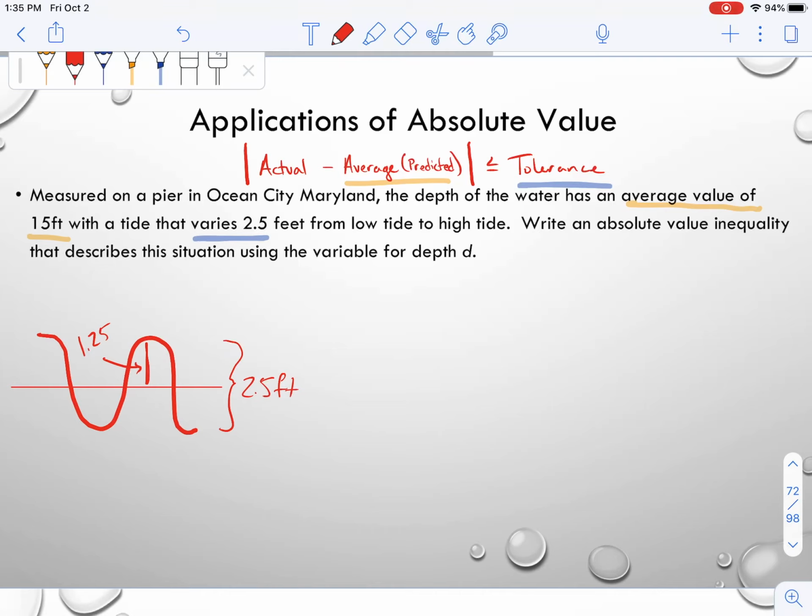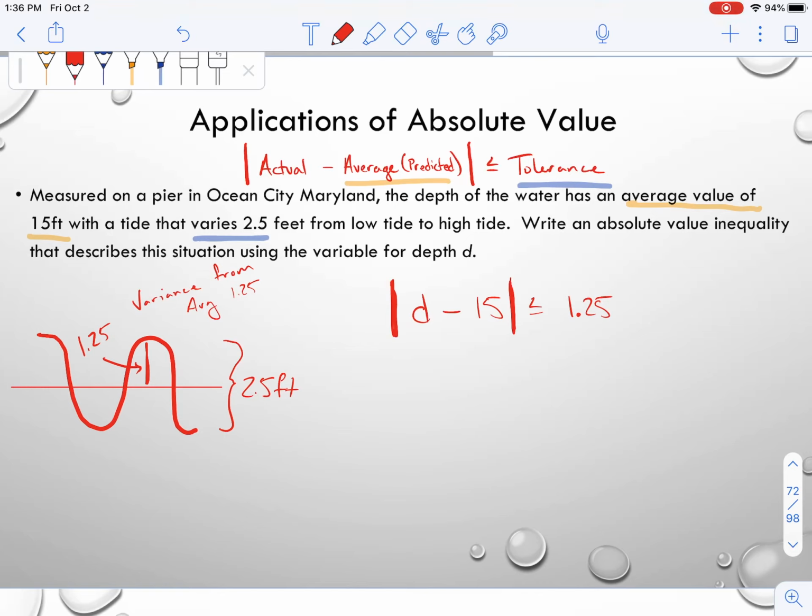Okay, so what I can do here, my actual variance from average is 1.25 feet. So what we can then write here, and the actual is going to be my variable d, my measured amount. So the absolute value of the depth at any time minus my average of 15 feet is going to be less than or equal to 1.25 feet. And again, that's going to account for my total from its min to its max, from low to high tide. Okay, so this absolute value inequality is going to represent our tolerance or variance for this particular situation.